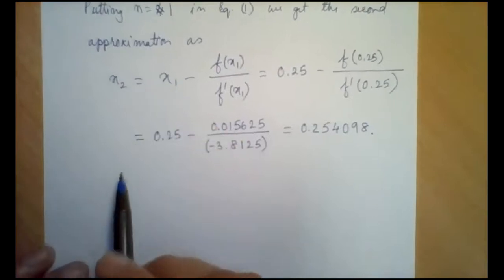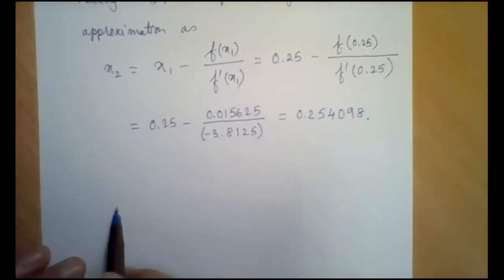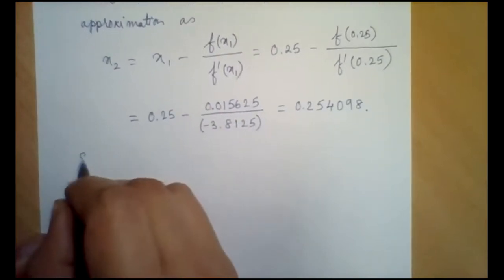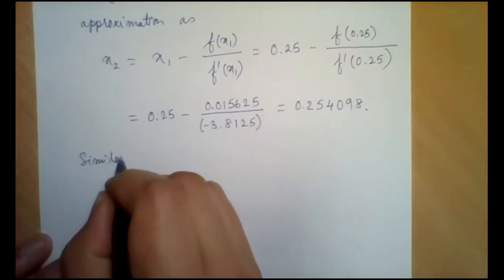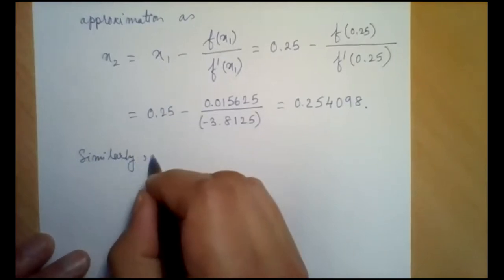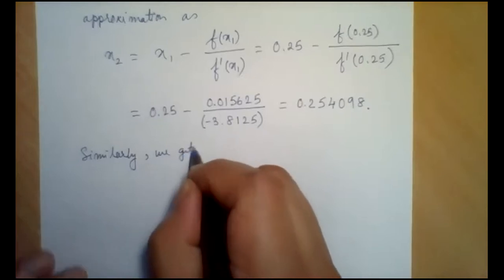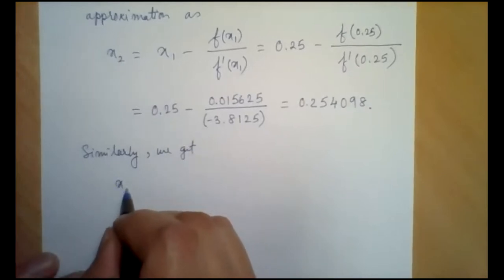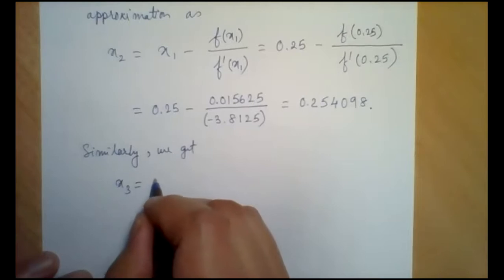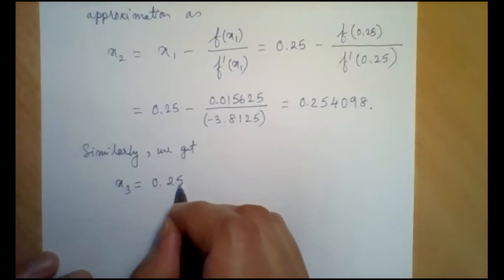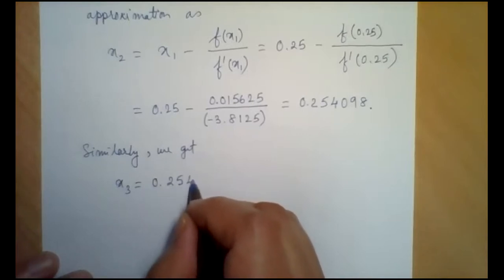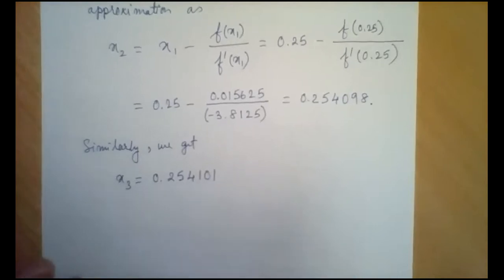Next up, putting n equal to 2, we shall calculate x3. So similarly, we get x3 is equal to 0.254101.